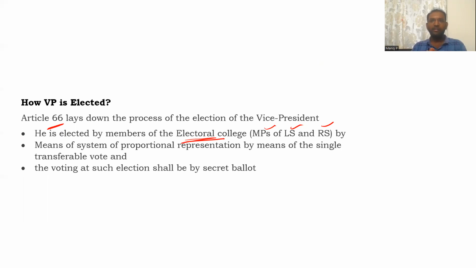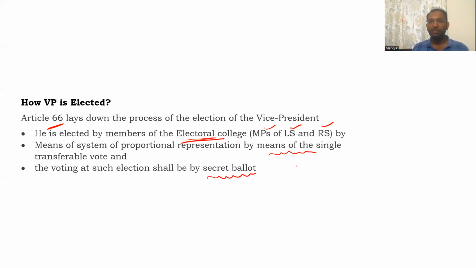I hope you understand the difference between the Electoral College in the case of President of India elections and the Electoral College in the case of Vice President of India. The system is the system of proportional representation by means of a single transferable vote. And the voting at such election shall be by secret ballot. So, again, here the ballot system is used.